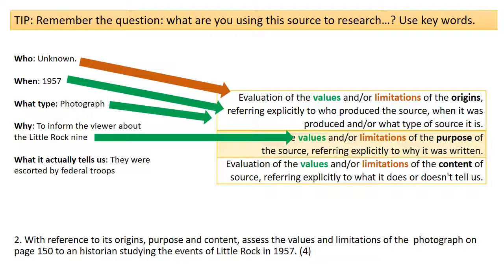What does it actually tell us about the Little Rock events? Well, there are some values. It tells us that federal troops were there, but there are quite obvious limitations because a photograph can only tell us so much. So give an example when you're telling limitations. For example, it doesn't show the abuse that they faced or the fact that state troopers actually blocked the Little Rock 9 from coming to school before federal intervention.